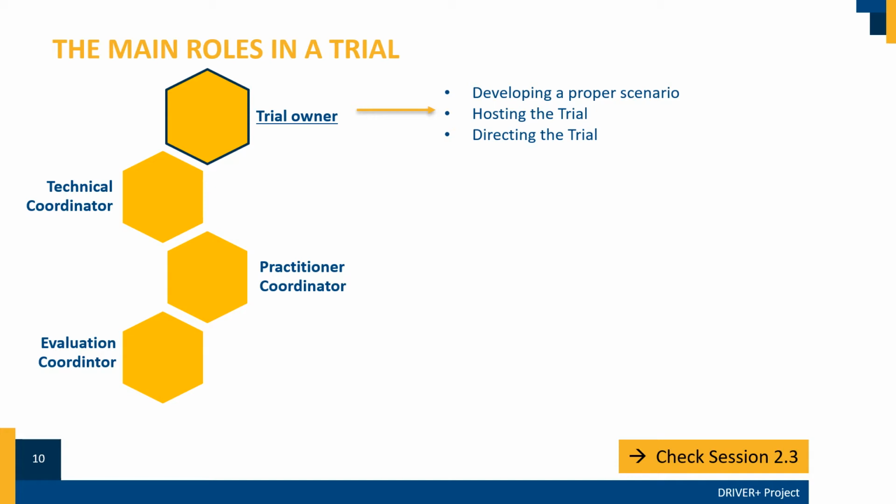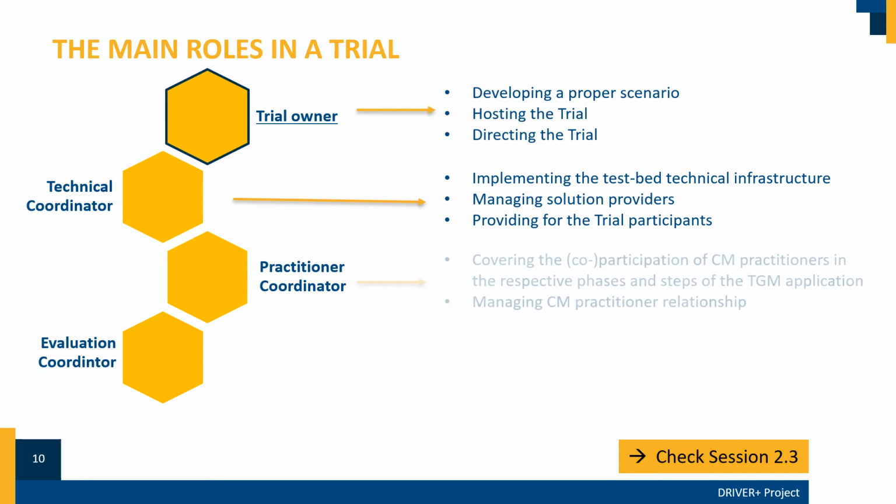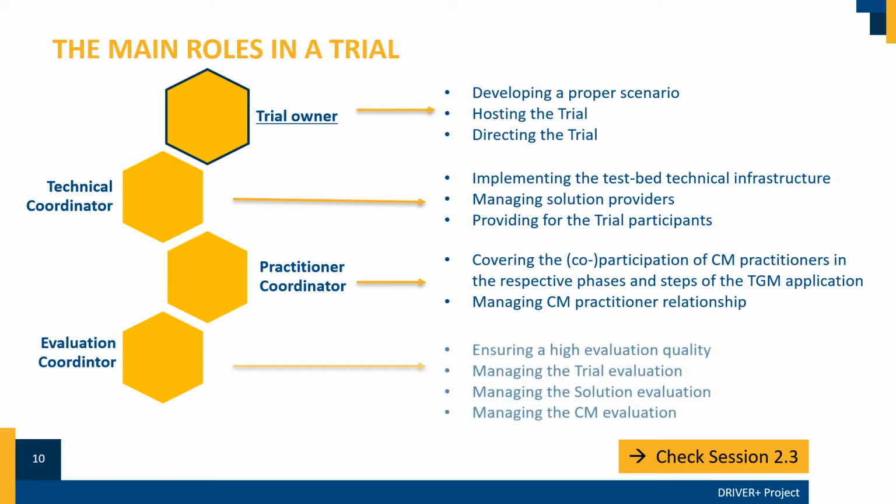The technical coordinator is responsible for all the technical aspects and implements the testbed technical infrastructure. During the trial, he or she is responsible for technical readiness. In case of any technical issue, he or she is responsible for analyzing the issue together with technicians from the solutions and reports it to the trial owner. The main task of the practitioner coordinator is to support the participating practitioners and organize the communication with them. The evaluation coordinator has a vital role to keep all data collection and evaluation aspects always in focus. At the end, that is what a trial is all about.